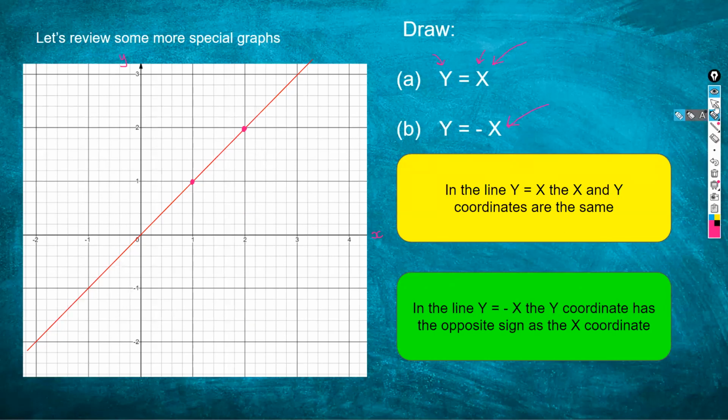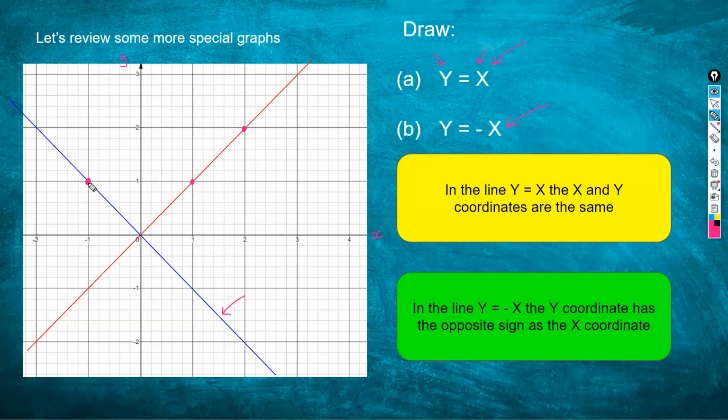Let me show you that graph. That's the blue graph, okay? So if you look at the blue graph, you will notice that it slants the other way. Y equals -x means that y and x have opposite values. And I can prove it to you. Let me take a point on the blue graph.